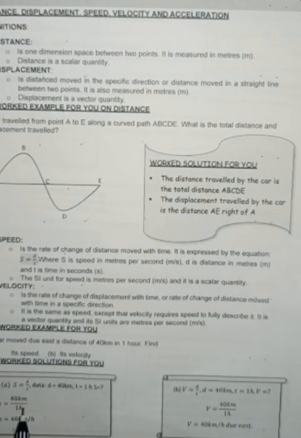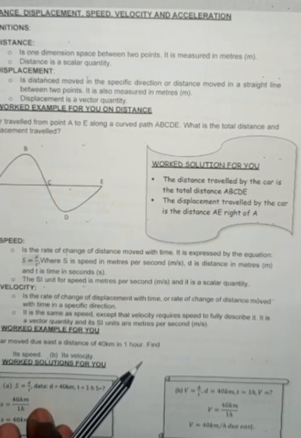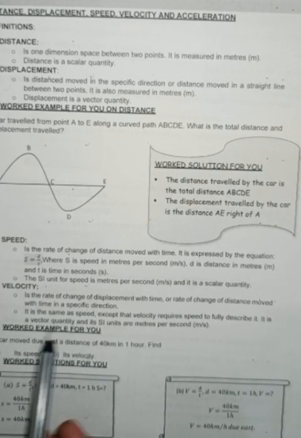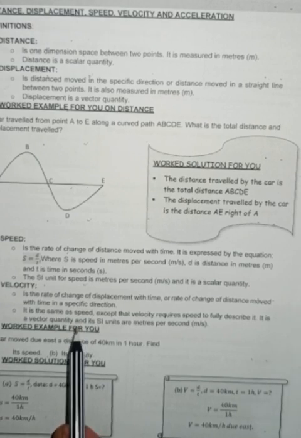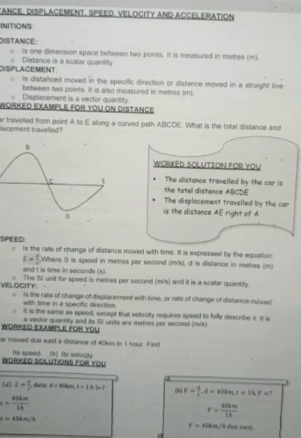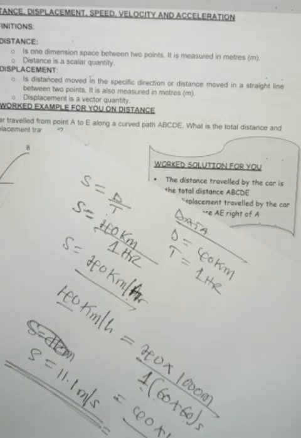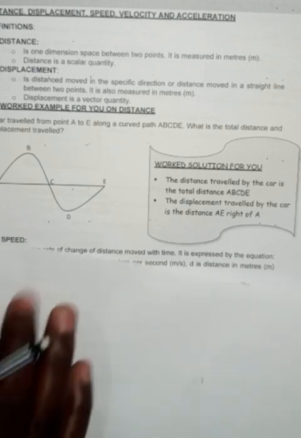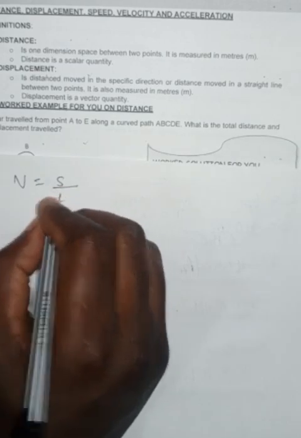Question 2 is saying, find also its velocity. Now, velocity is simply the rate of change of displacement with respect to time, or the rate of change of distance moved with time in a specific direction. That's what velocity is about. So in this case, we can also say that velocity is going to be speed over time taken.